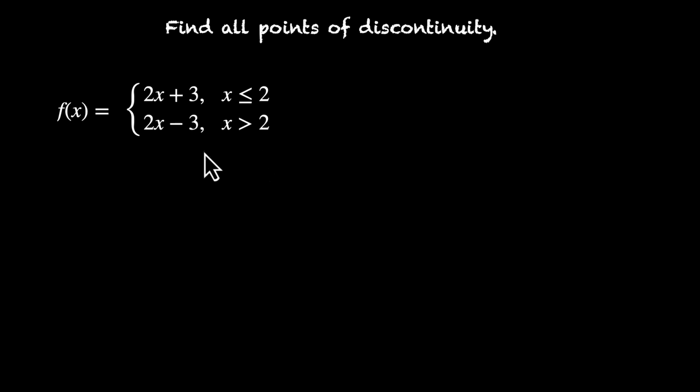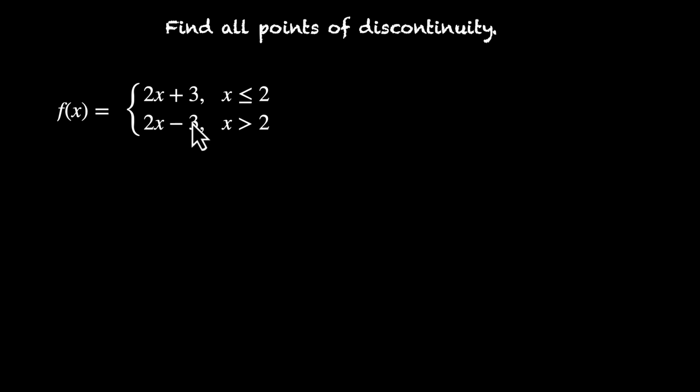Pause the video, give this a shot. Alright, so the function is defined in two parts. That's why we call it a piecewise defined function. The first part is 2x plus 3. This is for x less than or equal to 2. And the second part is 2x minus 3. That's for x greater than 2.